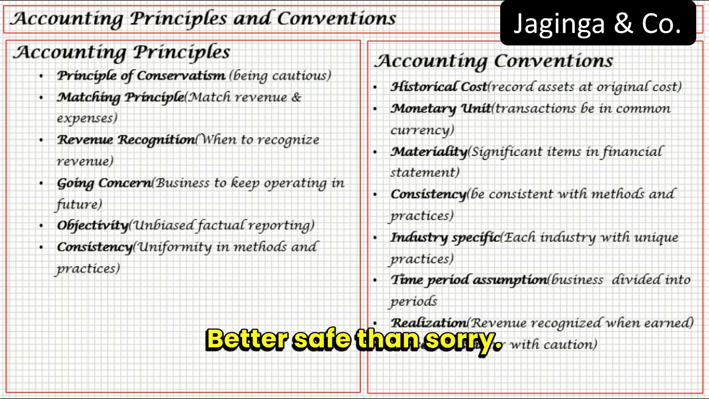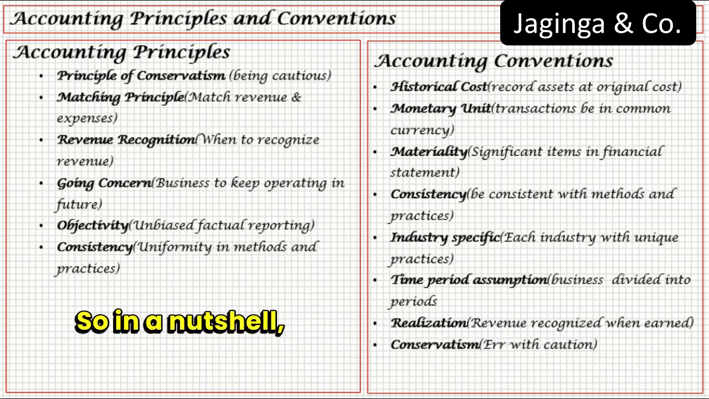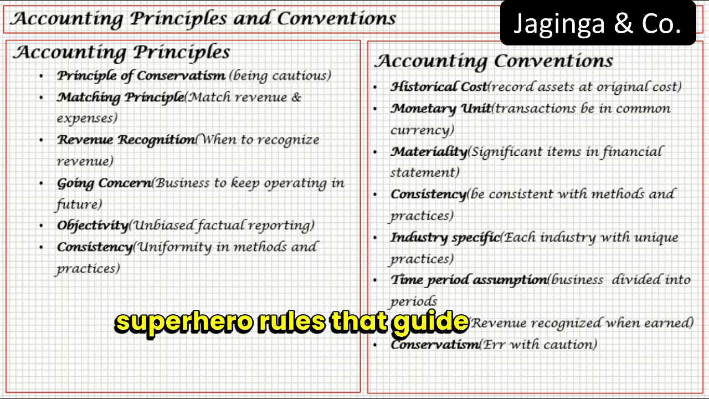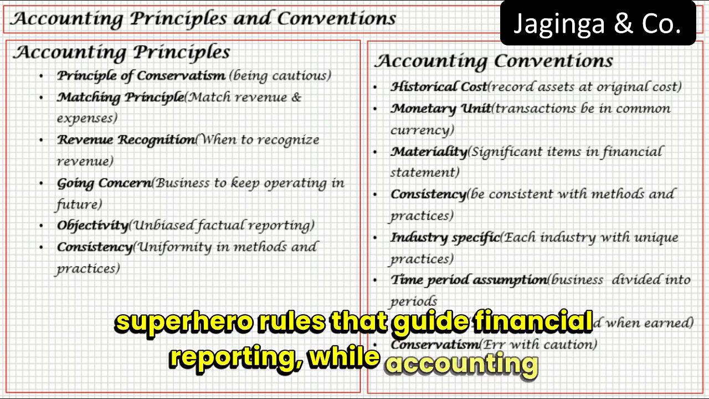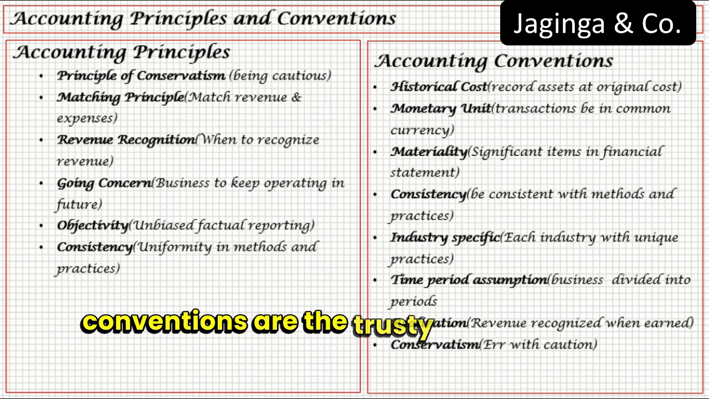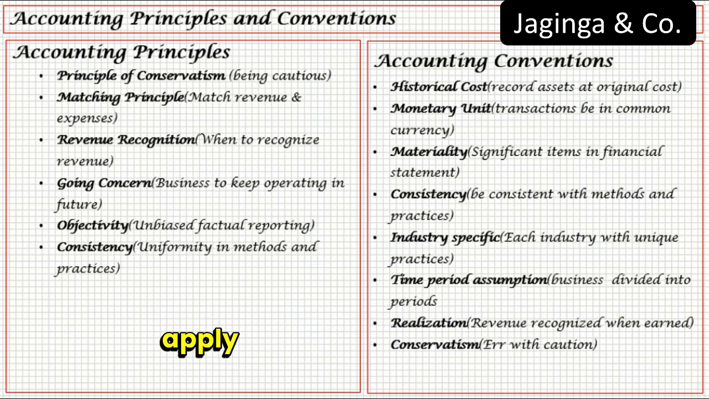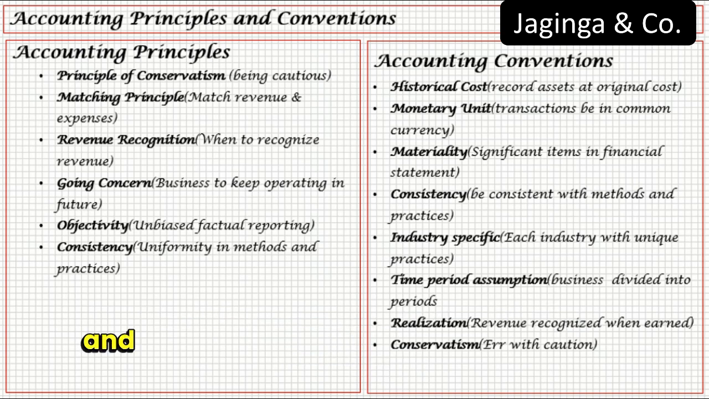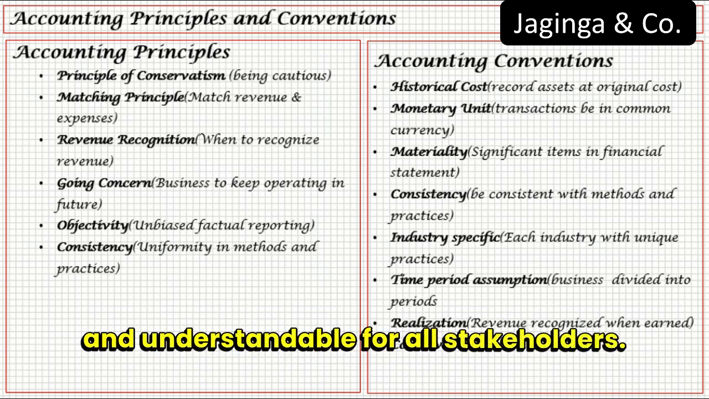Better safe than sorry. So, in a nutshell, accounting principles are the superhero rules that guide financial reporting, while accounting conventions are the trusty sidekicks that help us apply those rules in practice. Together, they ensure that the financial statements are reliable, consistent, and understandable for all stakeholders.